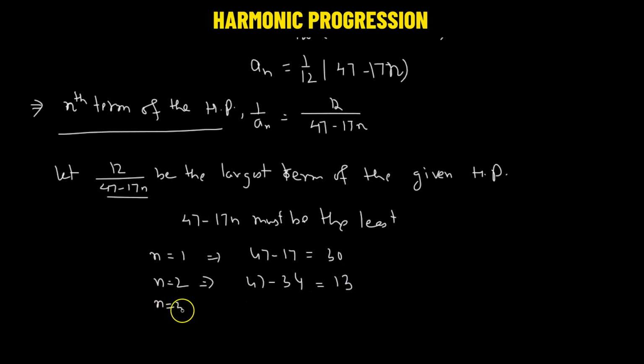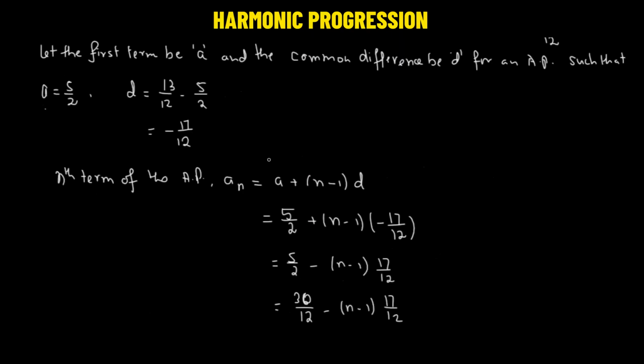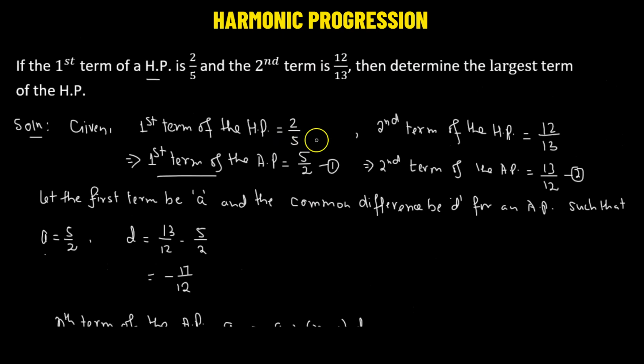If we choose n equal to 3, we have 47 minus 51. So this gives us a negative value. So this is the only possible value: n equals 2. That means the second term is going to give us the largest term of the given harmonic progression. And we don't have to find the value, that's already provided to us, the second term, which is 12 over 13. So the largest term will be 12 over 13. That's the final answer.